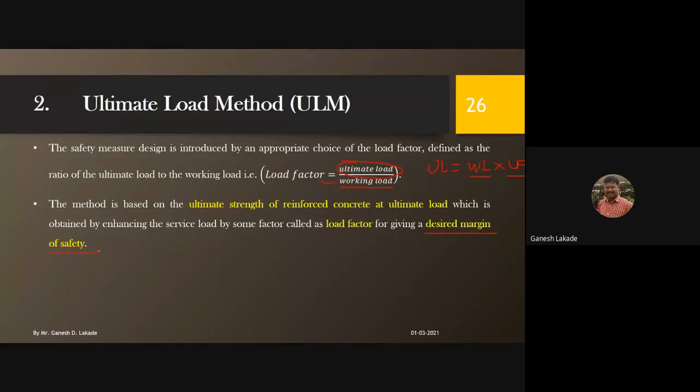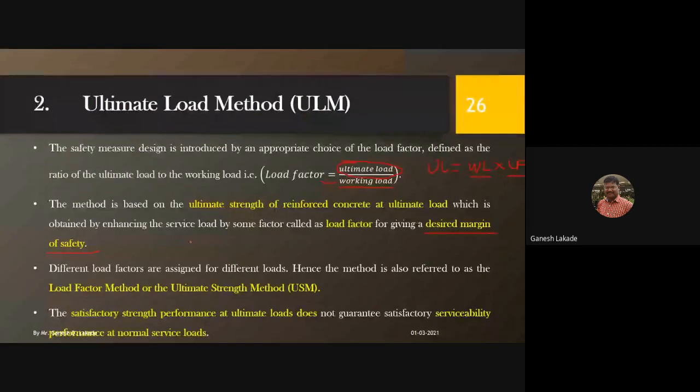For design purposes we are considering the higher load, but actually the load going to be applied on the structure will always be lower than this. So this will provide us safety. Okay, and that is the additional point which we have considered here in the ultimate load method.